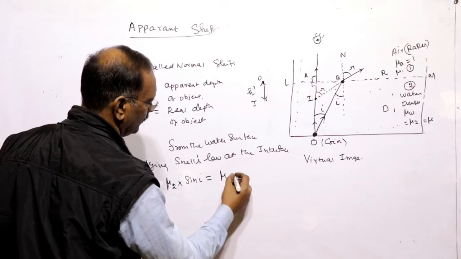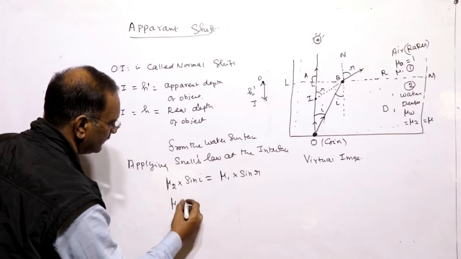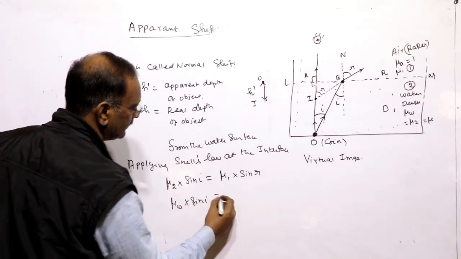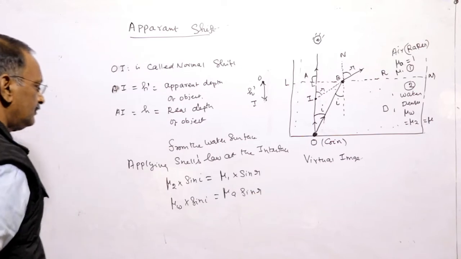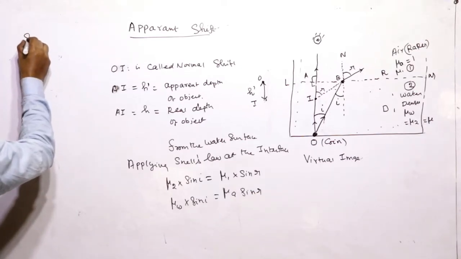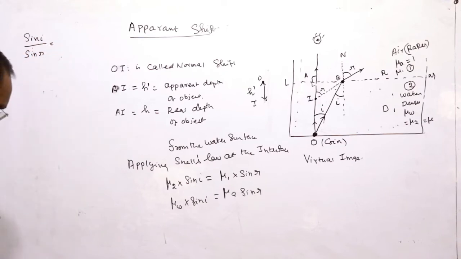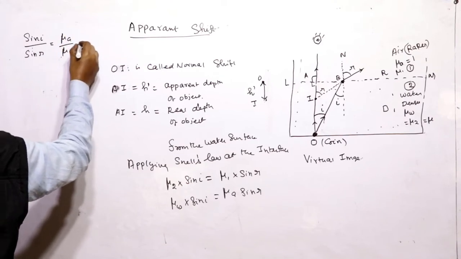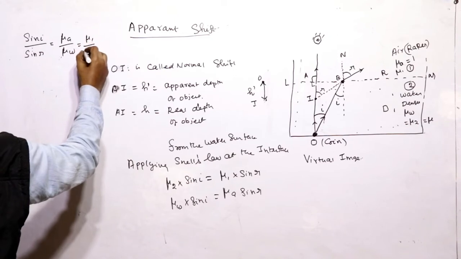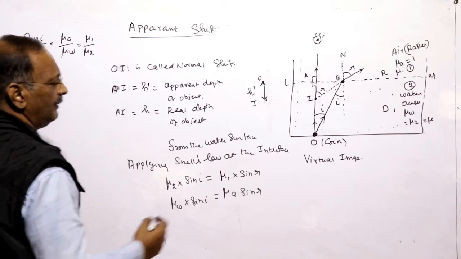So mu2, the refractive index of water, into sine I is equal to the refractive index of air into sine R. We can write it as sine I by sine R is equal to the refractive index of air by the refractive index of water, which is equal to the refractive index of the first medium by the refractive index of the second medium.